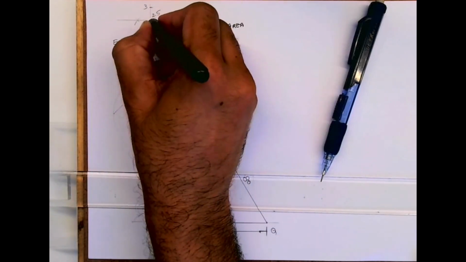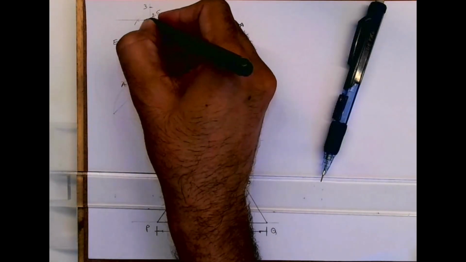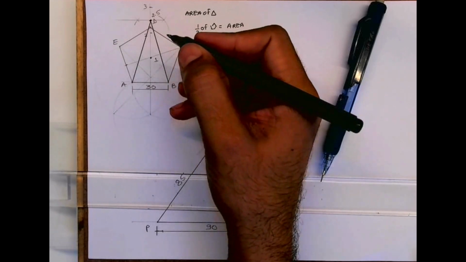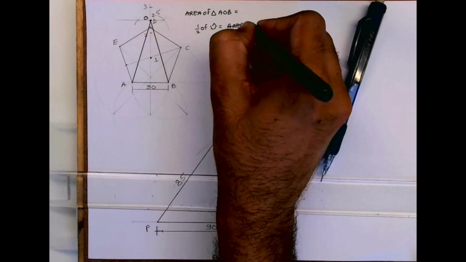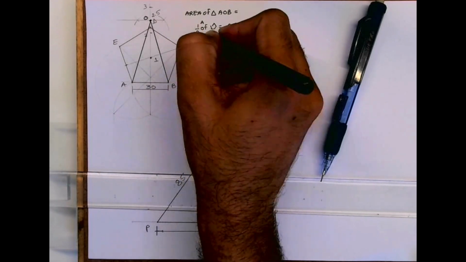Area of triangle, let's say this is AOB, is equal to half the area of pentagon ABCDE.